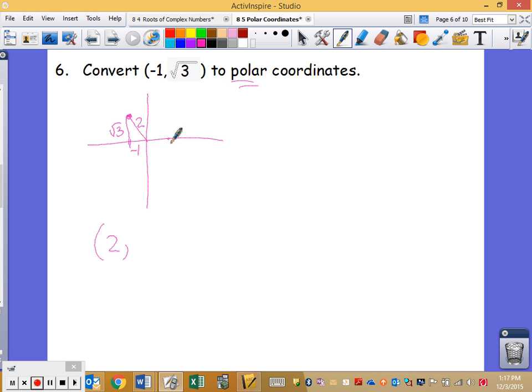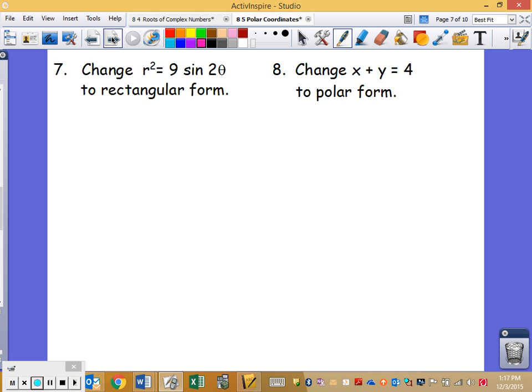What's your degree measure here from there to there? Obviously √3 is across from the 60. So you're 60 degrees short of 180, so it's 120 degrees. So just another way to practice going from one to the other. Alright, these last 2 slides are a little bit new, a little bit different.